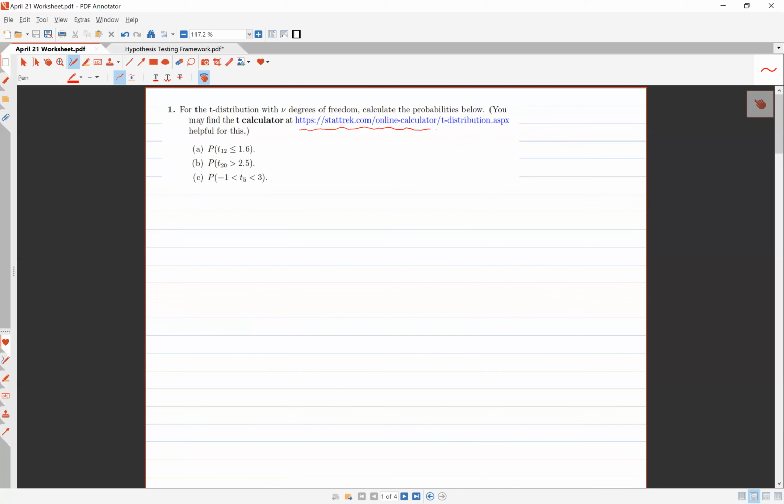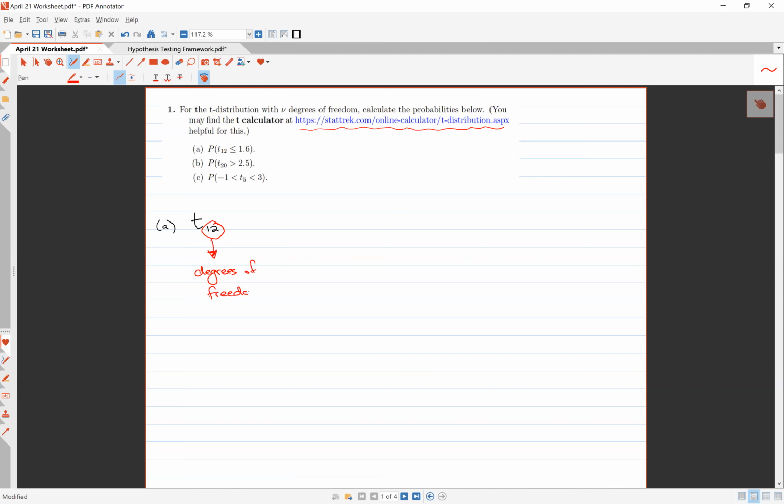And so even on the exam, I would recommend bookmarking this website because it really makes t-distribution calculations very, very easy. And that's what we're going to refer to today as well. So when we're working with the t-distribution, let's say we're looking at part A. The subscript 12 here, that represents our degrees of freedom.